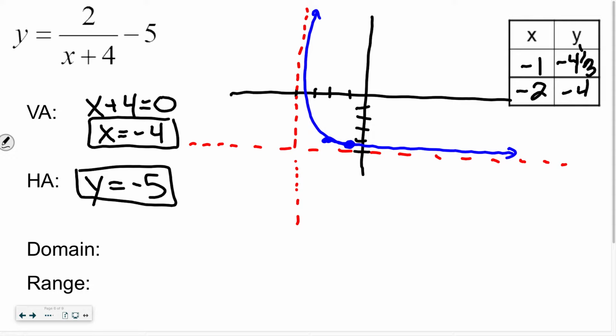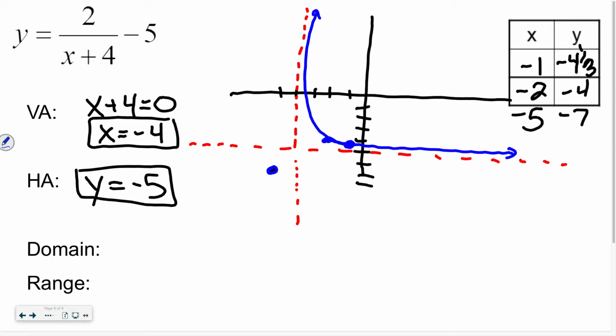-5. And think about it, -5 is going to be a nice number because what happens when we put -5 in? -5 plus 4 is -1. 2 over -1 is -2. -2 minus 5 is -7. So that's a nice one. So I'm going to go left 5 and down 7. That's down. Something like this.